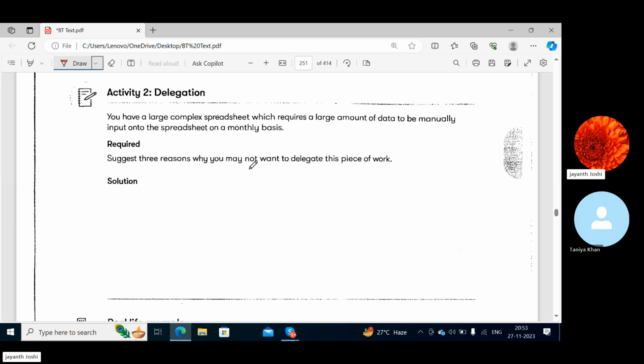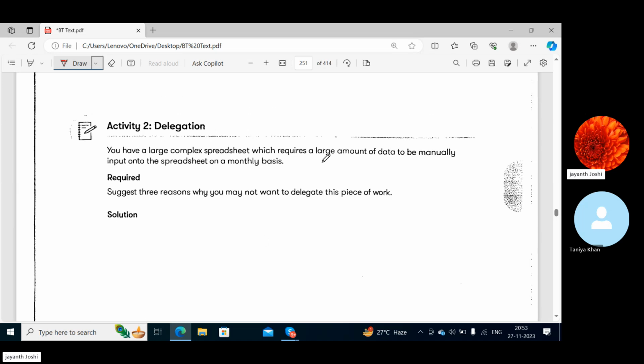You have a large complex spreadsheet which requires a large amount of data to be manually put into the spreadsheet on a monthly basis. Suggest three reasons why you may not want to delegate this piece of work. Why not? Because if it is doable, we can do it, right? If it's a small task, why will we delegate? And if we find that others are not capable of doing it, we will not delegate. We will do it ourselves. So there can be some good reasons you can write.